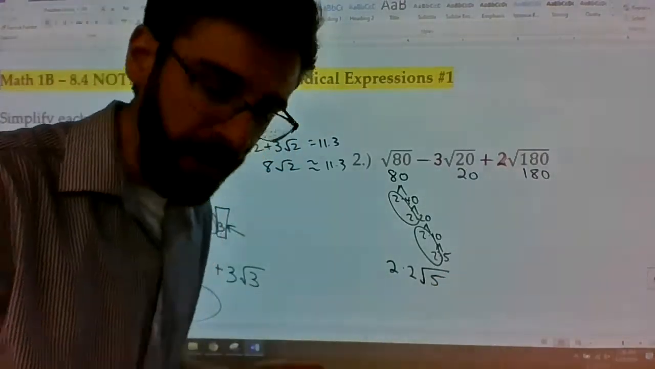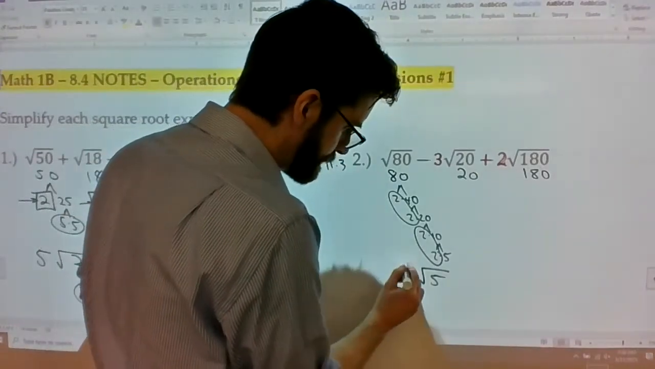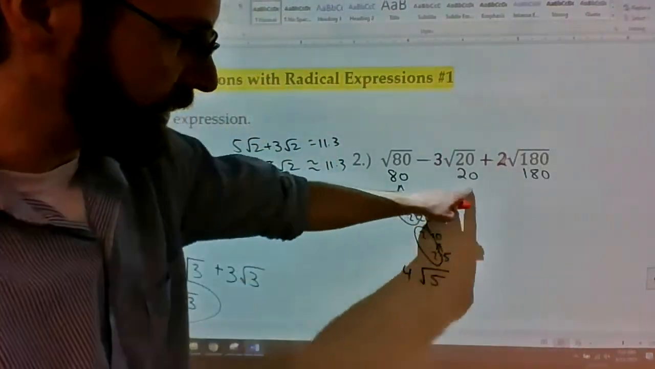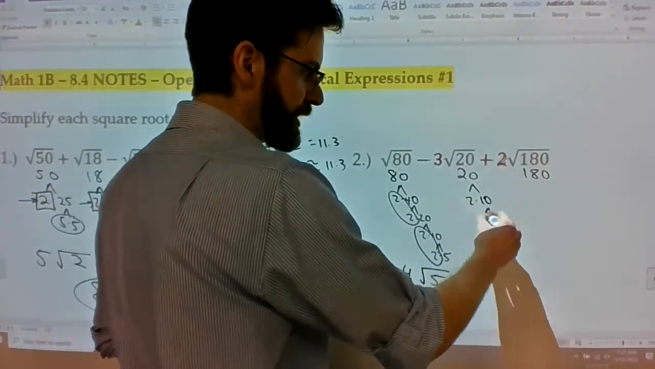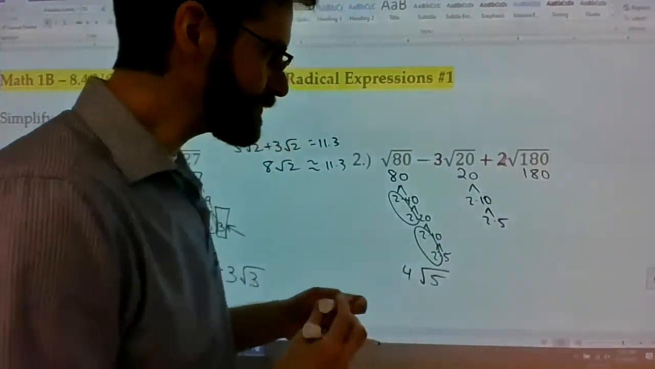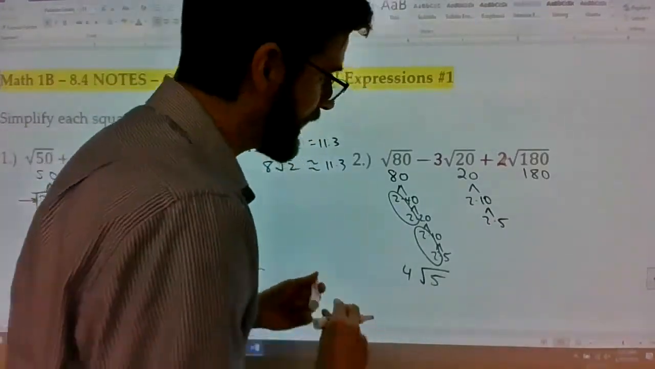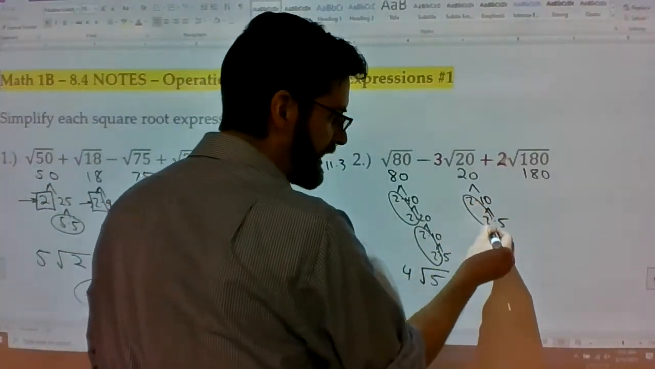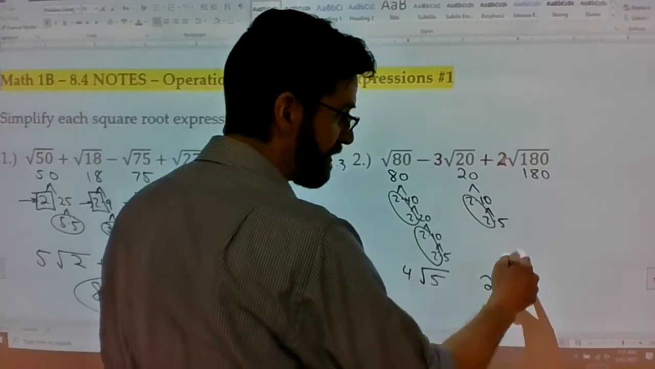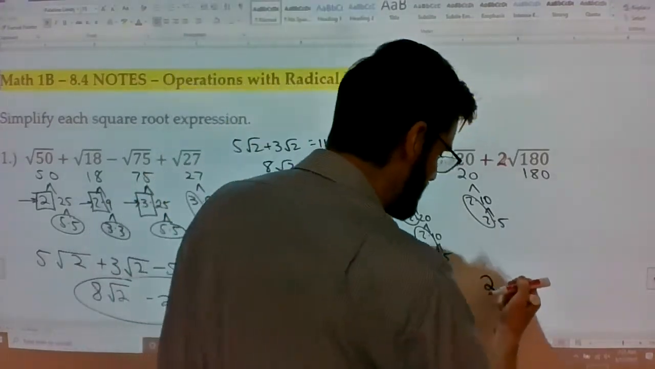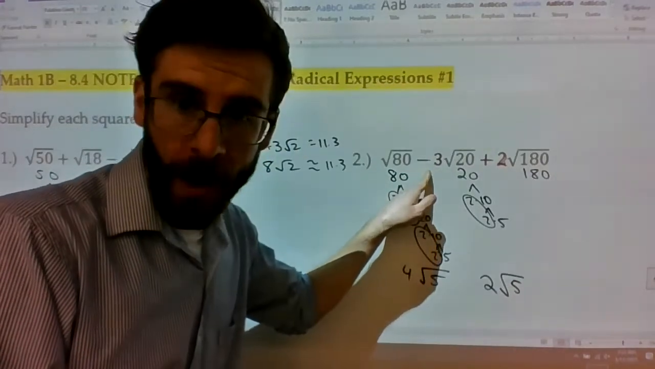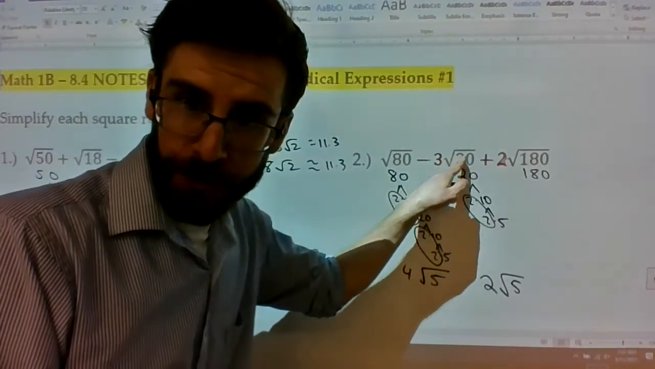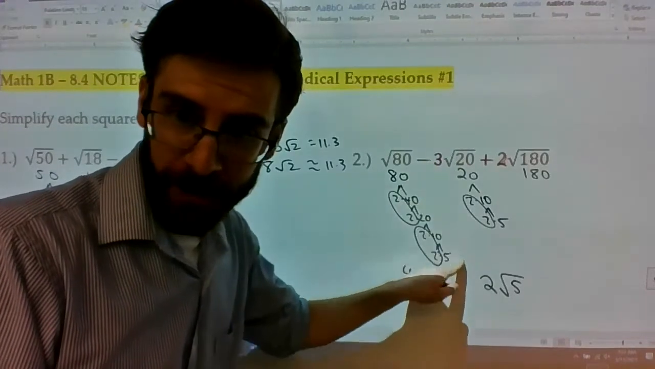So that's 4 root 5. Over here, 20 is 2 times 10, which is 2 times 5. Now this is where it gets tricky. I've got 2 on the outside of the root with a 5 left over inside of the root. But that negative 3 doesn't just go away. The negative 3 is in front of root 20, so the negative 3 is in front of 2 root 5.